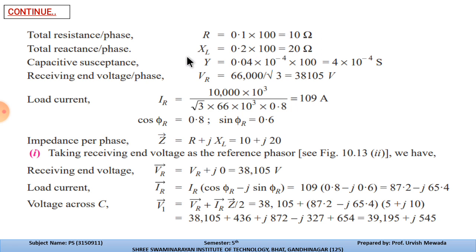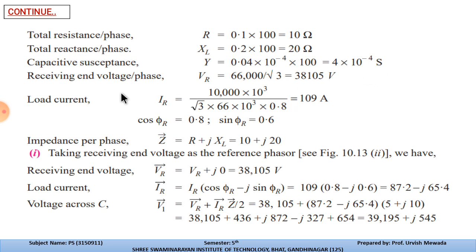So for the same, XL means inductive reactance, it is 0.2 given. For per kilometer per phase, here the 100 kilometer line is considered, so that's why 0.2 into 100, it is 20 ohm. Then the capacitive susceptance Y, it is 0.04 given into 10 raised to minus 4, so for the 100 kilometer line it is 4 into 10 raised to minus 4 Siemens.